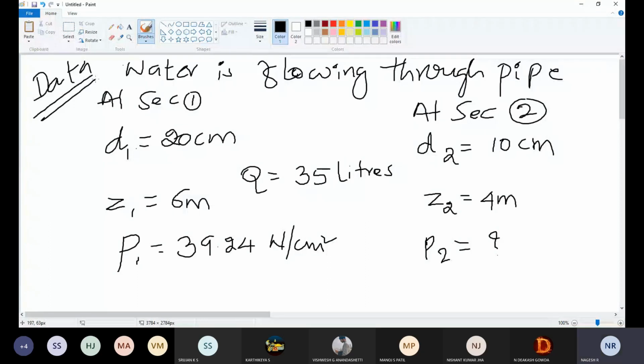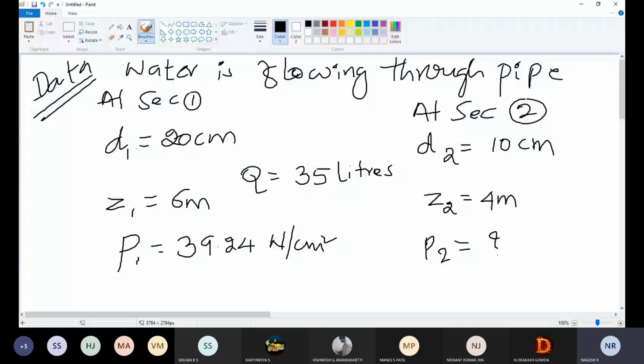One is in centimeter, one is in meter, another one is in liters. So I should convert all the things to a single SI system. Then we should go for solving the problem. If you solve it without converting, then obviously the answer will be wrong. Even if the steps are correct, because of the unit errors you are not going to get the correct value, and it will be marked 0. Okay, keep that in mind.